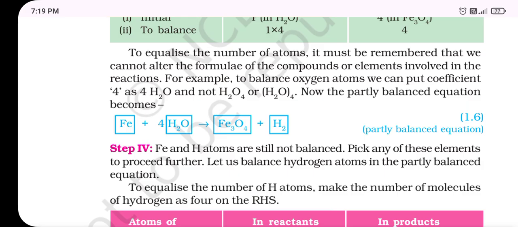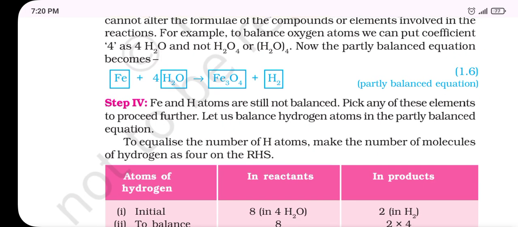So we are going to start by balancing the hydrogen atoms. Here on the left side there are 8 hydrogen atoms, and on the right side there are just 2. So we have to multiply hydrogen by 4 over here, to become 8 hydrogen atoms. Let us balance hydrogen atoms in the partially balanced equation. To equalize the number of hydrogen atoms, make the number of molecules of hydrogen as 4 on the RHS.